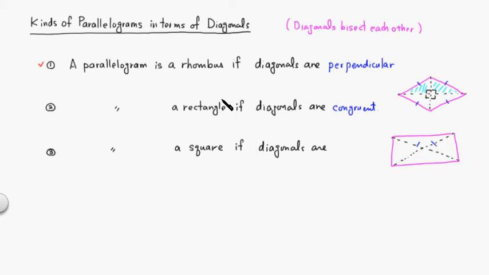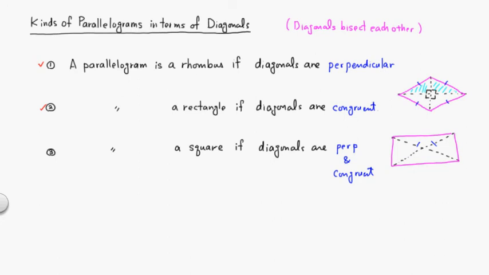All right, and the third one: a parallelogram is a square if the diagonals are perpendicular and congruent. So it's a combination of number one and number two.